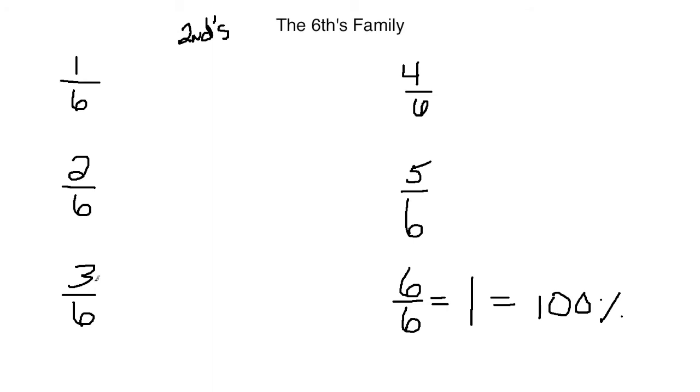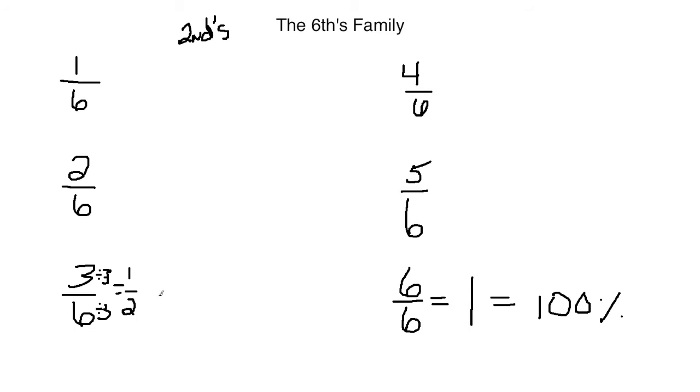What factor goes into 3 and 6? And it has to be greater than 1. And that would be 3. So 3 divided by 3 equals 1. And what you do to the top, you technically do to the bottom. 6 divided by 3 is 2.